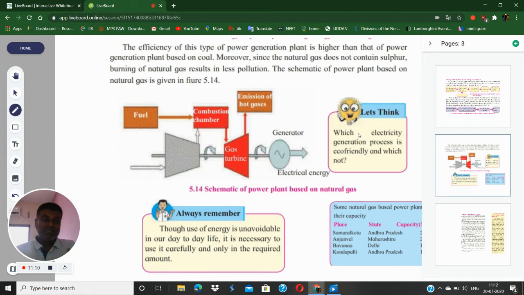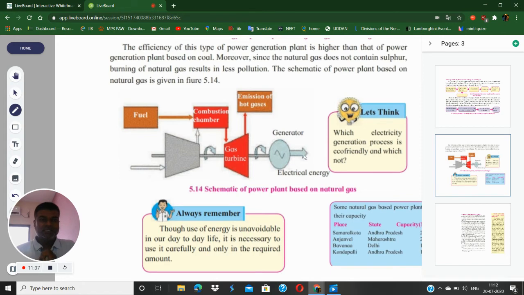Actually, this is eco-friendly and very useful for conserving the environment, compared to coal fuel, that is thermal energy. We have learned this in the previous slides or previous sections. So it is eco-friendly.